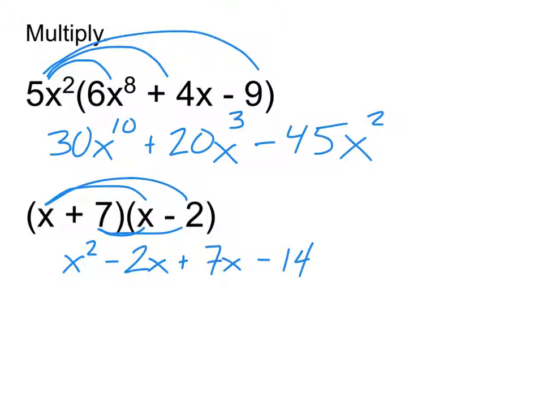Now, I'm not going to stop here, though, because you'll notice here that we actually have like terms. Those are both just a plain old x, which means we can actually add those together. The x squared, there's no other x squared, so it stays that. But then negative 2x plus 7x, negative 2 plus 7 is 5, so it's 5x. And then the minus 14, there's no like terms with that, so it stays at minus 14. This is your final answer that we're looking for here.